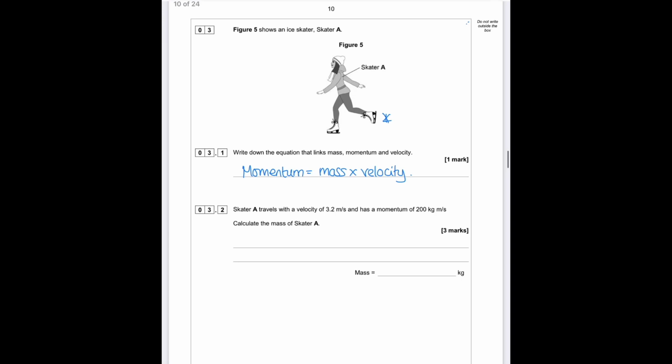Then skater A travels with a velocity of 3.2 meters per second and a momentum of 200 kilograms meters per second. Calculate the mass of skater A. So we have to rearrange our equation. So we have mass equals momentum divided by velocity. And if we put in our numbers, we would have 200 divided by 3.2 and 2 whole numbers. That would give us an answer of 63. Or you could put the answer of 62.5.